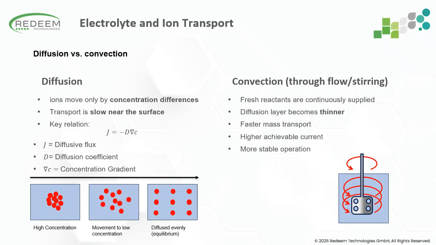And by introducing convection, either through stirring in batch, for example, or continuous flow in the flow cells, fresh electrolyte is constantly brought to the electrode surface. And this continuously refreshes the reactants, reduces the diffusion layer thickness and significantly increases the achievable mass transport. And as a result, as we learned previously, higher current densities become possible, while the reactor also operates more stably.